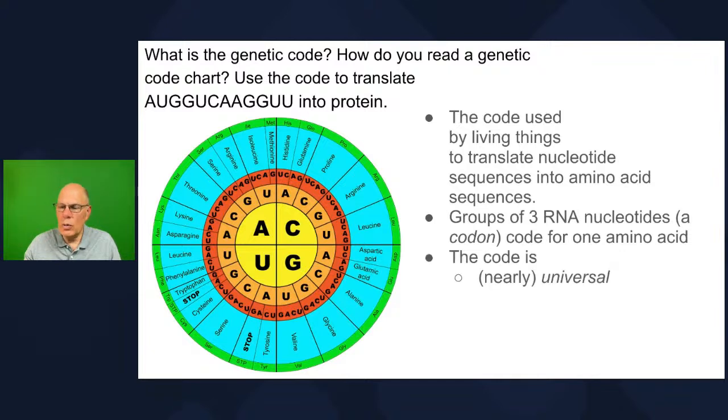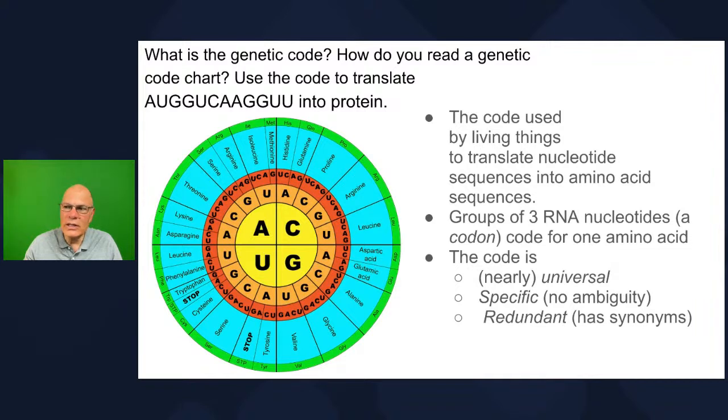So things to know about this code is that it's nearly universal. There's a couple of microorganisms that have some slight variations on this code that you see here, but it's pretty much shared by all life. It's specific. In other words, if you have A and G, you know exactly what amino acid it codes for. But even though it's specific and unambiguous, it's also redundant. So there are synonyms. And what do I mean by that?